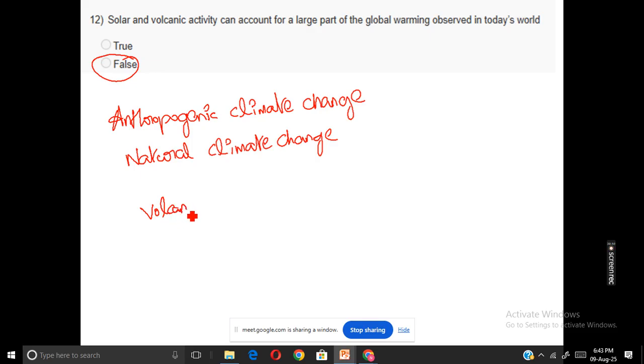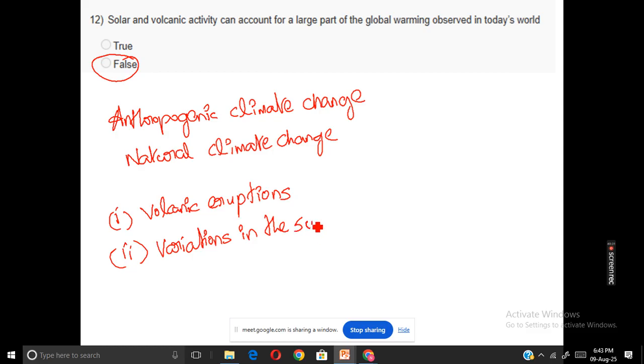So volcanic eruption, as you said, is one of the reasons causing climate change, and that is a natural one. And the second is another important parameter, which is the amount of radiation received from the Sun, the incoming solar radiation. So, variation in the solar radiation.